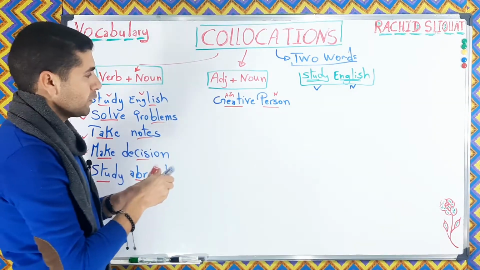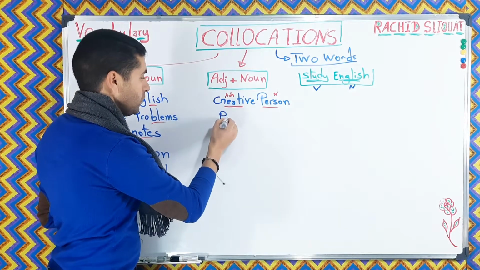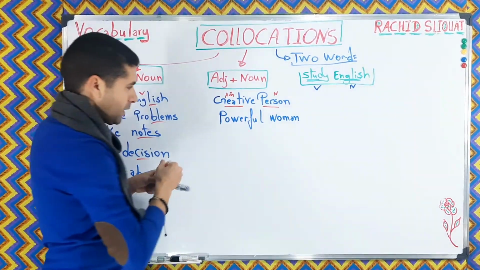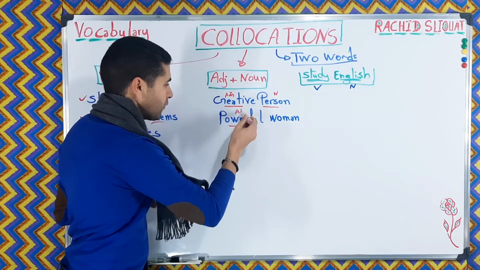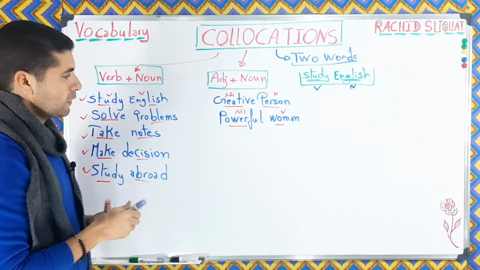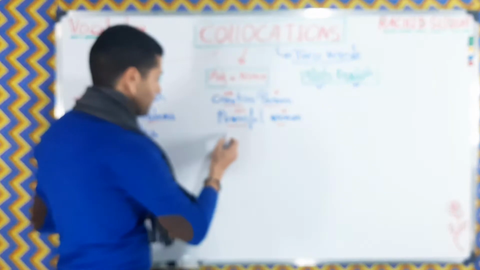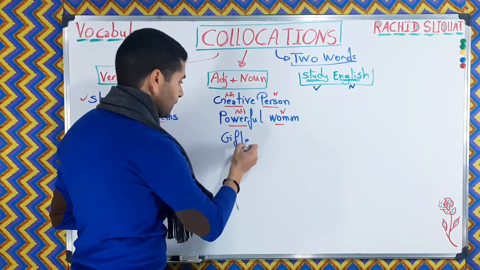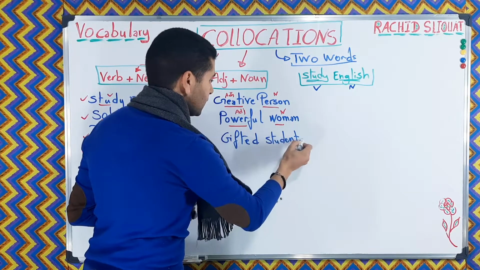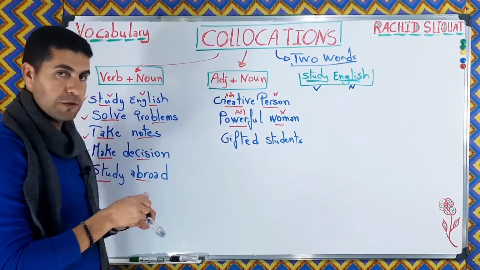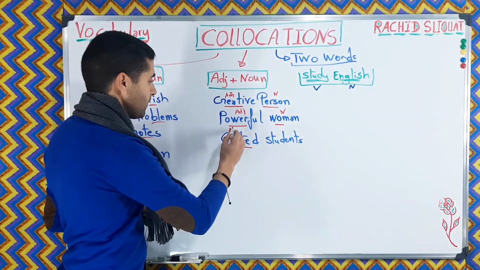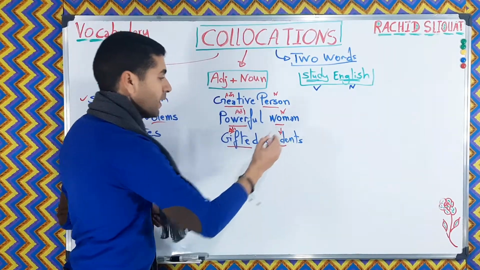Creative person. For instance, we can say powerful woman. This is an adjective, and this is a noun, all right? Powerful woman. We can talk about gifted student, for instance. Gifted student. Now here we have the word gifted, all right? This is an adjective, okay? All right, and this is a noun, all right?